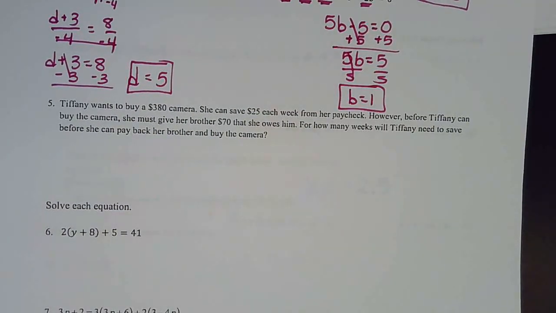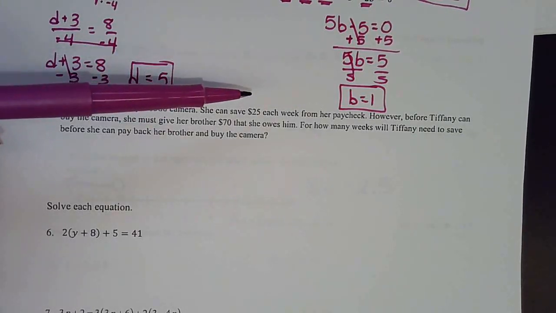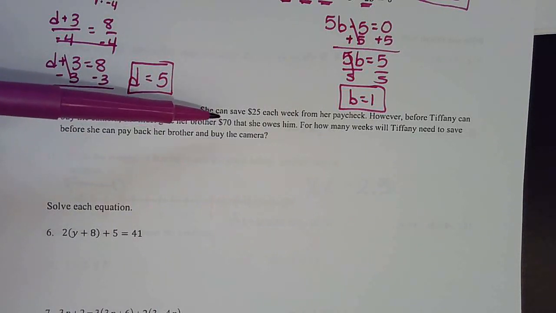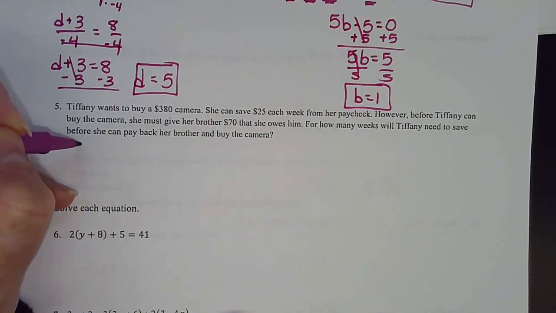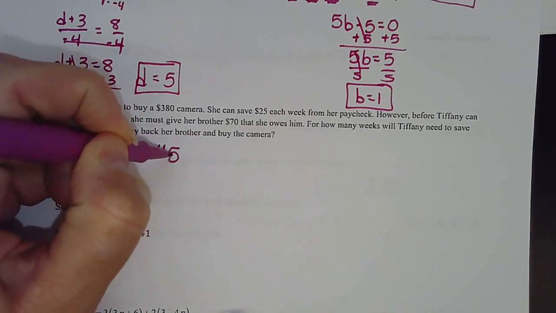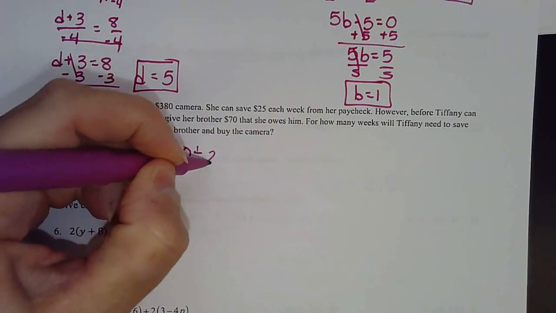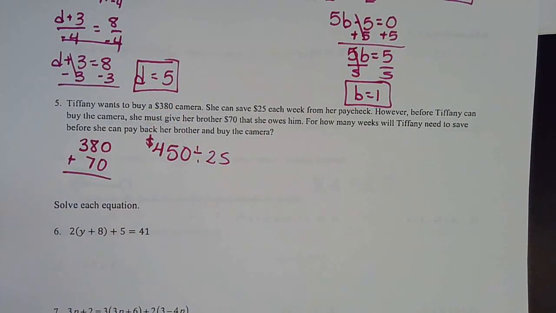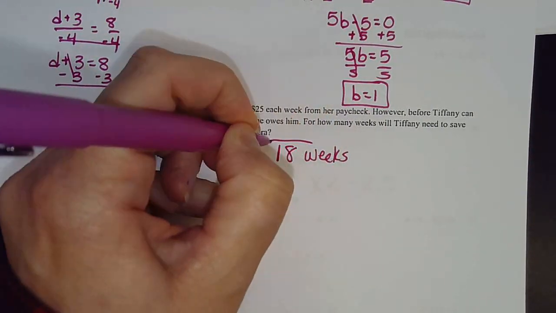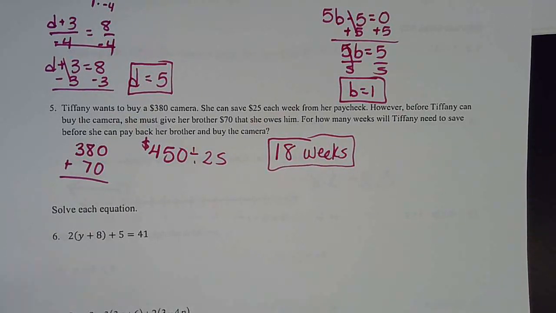Number 5, Tiffany wants to buy a $380 camera. She can save $25 each week. However, before she can buy the camera, she must give her brother $70 that she owes him. So technically, Tiffany, let's see, 380 plus 70. Tiffany has $450 that she needs to come up with. So if you take 450 and divide by 25, we got 18 weeks that she's going to have to keep saving for. It's a long time. Long time for a camera.